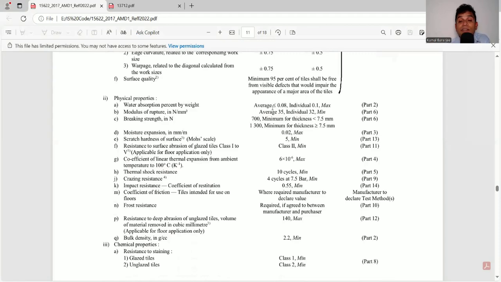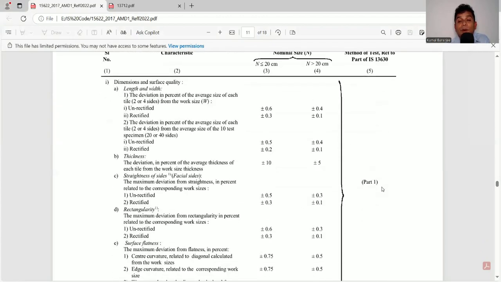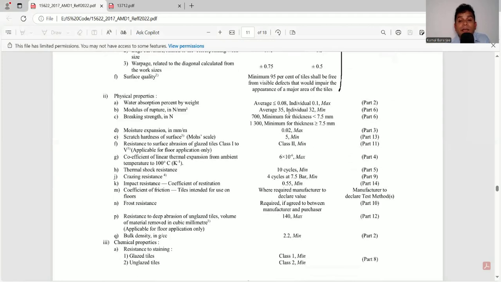That is Part 2 of IS 13630, the test method. Next is modulus of rupture: average 35, individual 32 minimum. The modulus should be in Newton per millimeter square or MPa. That is average 35, and in any case the individual should not be less than 32. It can be 33, 34, but the average should be 35.